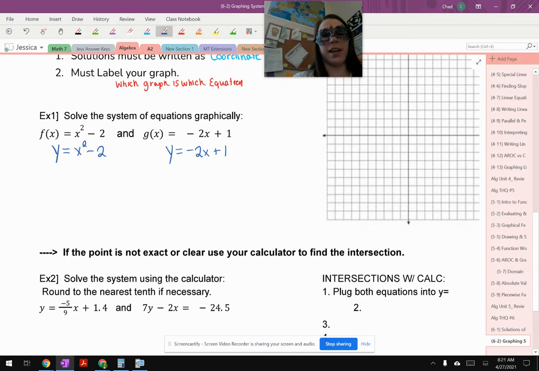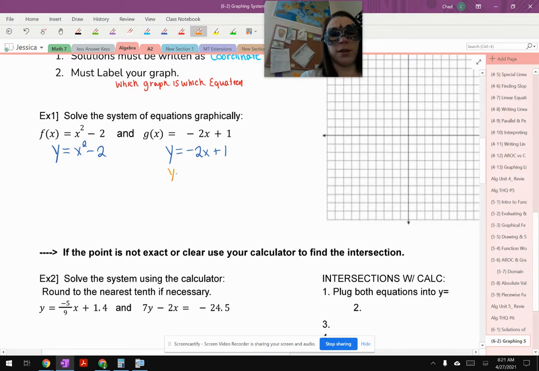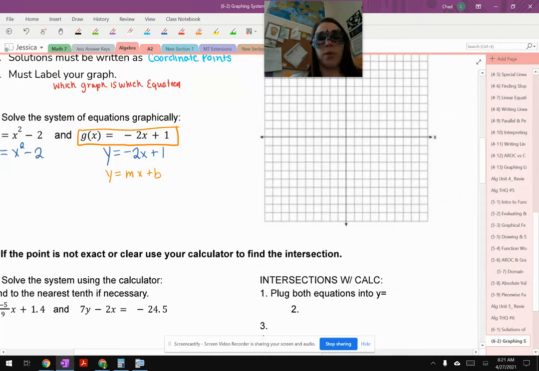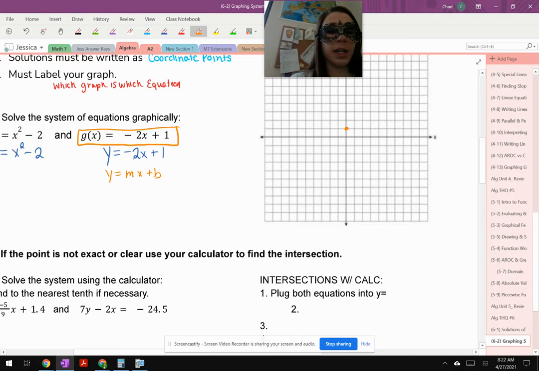I know one of those is a line because one of those looks like your y equals mx plus b. So I'm going to start off by graphing this one first. So remember that starting point, that y-intercept is that positive 1. So I'm starting up 1. And my slope is negative 2 over 1. So I'm going down 2 and then to the right 1.